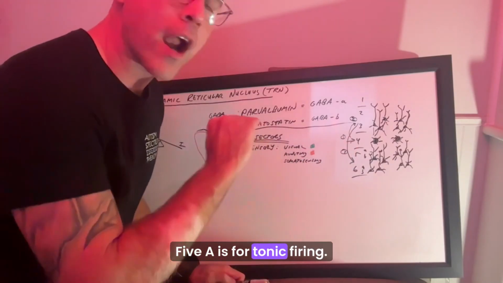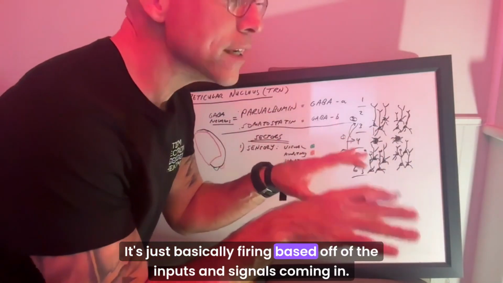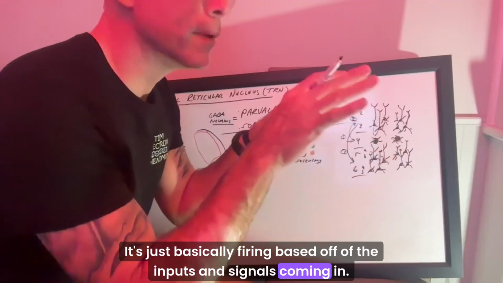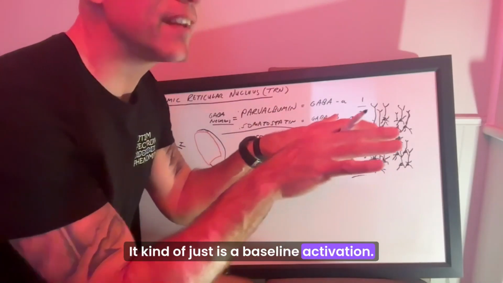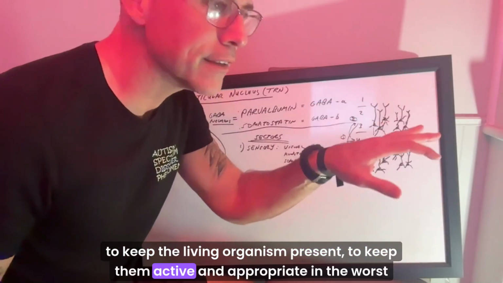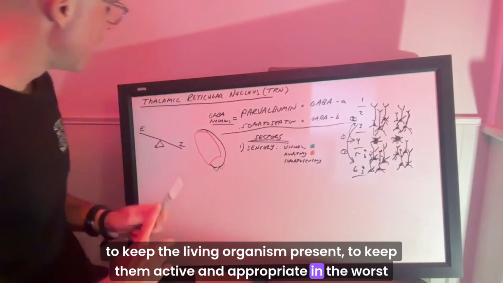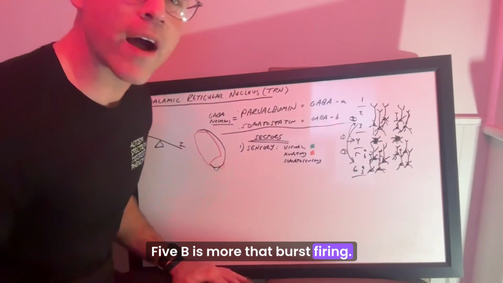5A is for tonic firing. It's basically firing based off of the inputs and signals coming in. It's just a baseline activation to keep the living organism present, to keep them active and appropriate, in large part here. 5B is more of that burst firing.